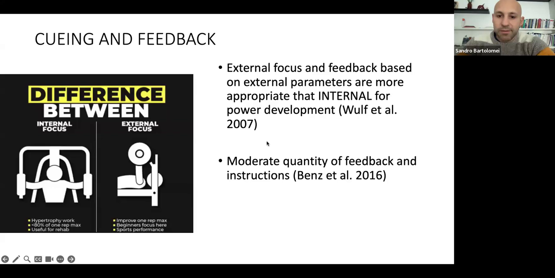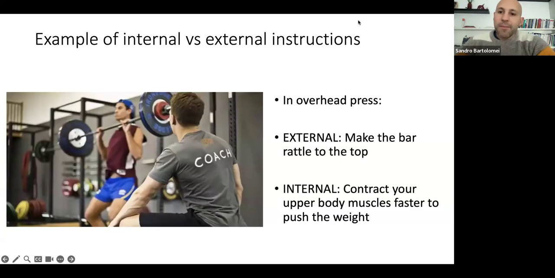and highly trained athletes. Okay. So an example of internal versus external instruction. I'm doing overhead press. By using an external approach, the instructions can be: make the bar rattle to the top. So be fast in your lift. That's it. Okay. Using an internal approach of instruction, the suggestion can be: contract your upper body muscles faster to push the weight. So it is less direct to the actual performance.